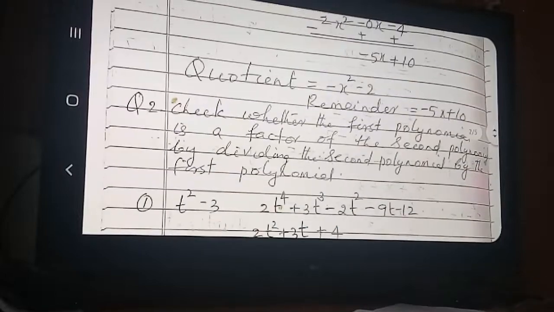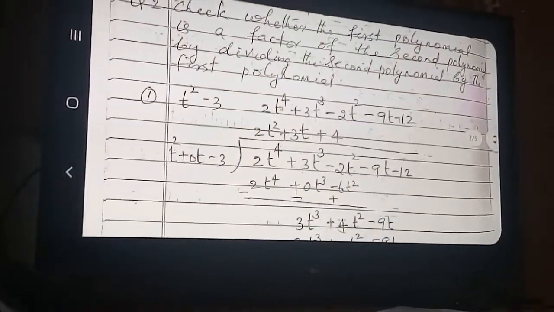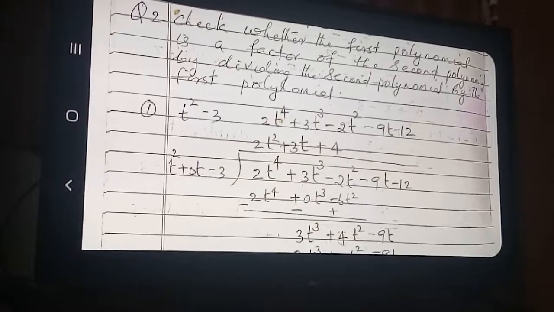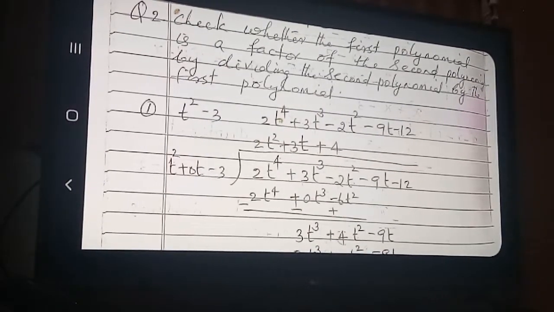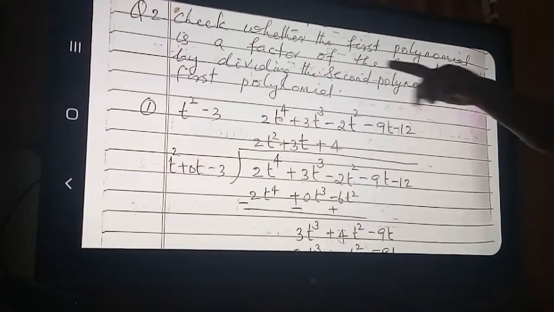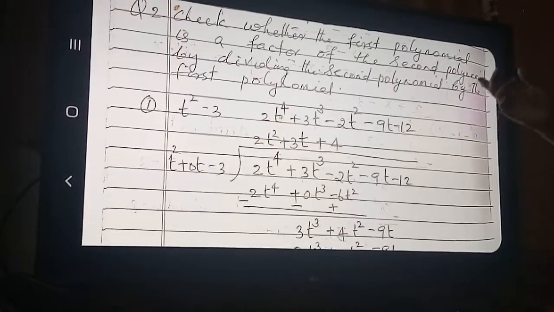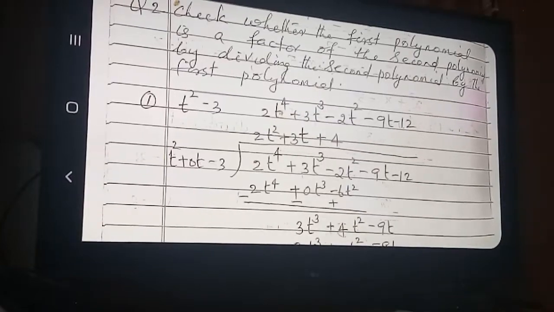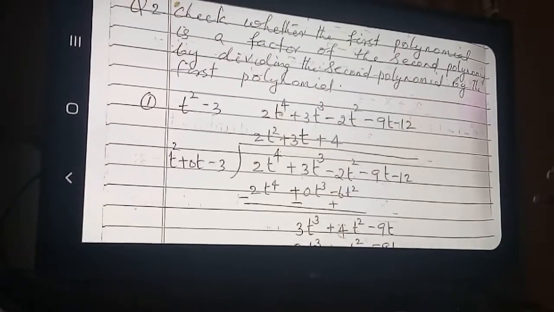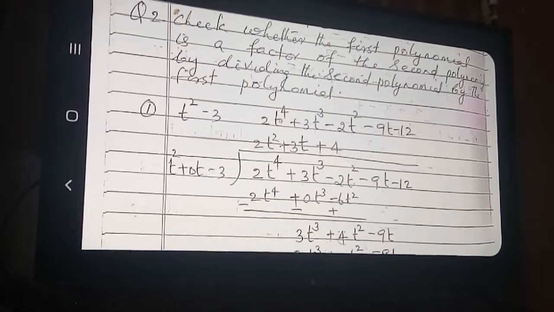Now next another type of question. Check whether the polynomial is a factor of the second polynomial by dividing the polynomial by the first polynomial. Okay, so here first polynomial written and second polynomial written. So you have to divide the second polynomial by the first polynomial. Then you verify, is it a factor or not. You usually knowing that how we can say it is a factor.